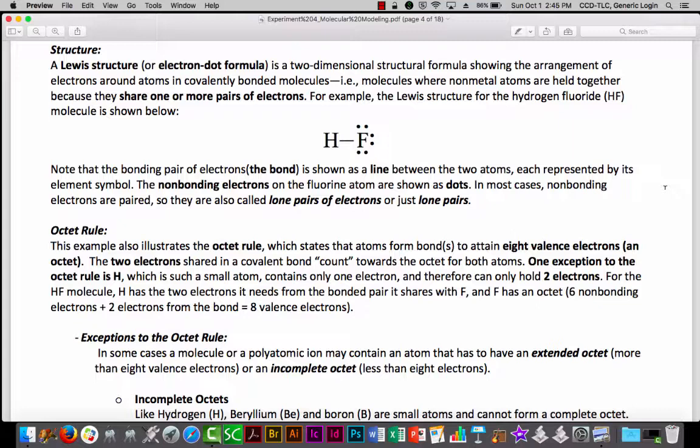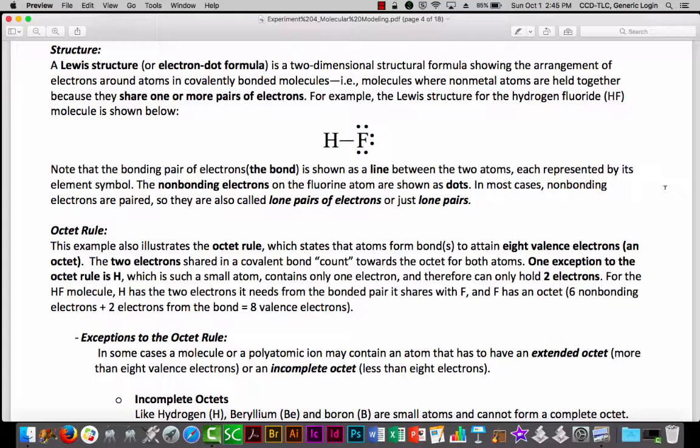In most cases, non-bonding electrons are paired, so they're also called lone pairs of electrons, or just lone pairs. This example also illustrates the octet rule, which states that atoms form bonds to obtain 8 valence electrons, or an octet. The 2 electrons shared in the covalent bond count towards the octet for both atoms. One exception to the octet rule is hydrogen, which is such a small atom it only contains 1 electron, therefore can only hold 2 electrons, so it can only make 1 bond.